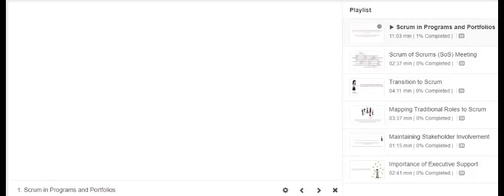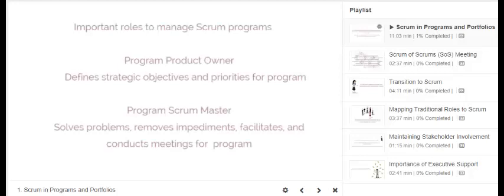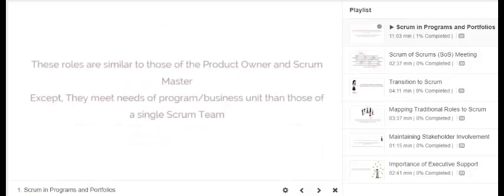In programs, the important roles are the program product owner, who defines the strategic objectives and priorities for the program, and the program Scrum Master, who solves problems, removes impediments, and facilitates and conducts meetings for the program. These roles are similar to those of the product owner and Scrum Master, except that they meet the needs of their program or business unit rather than those of the single Scrum team.